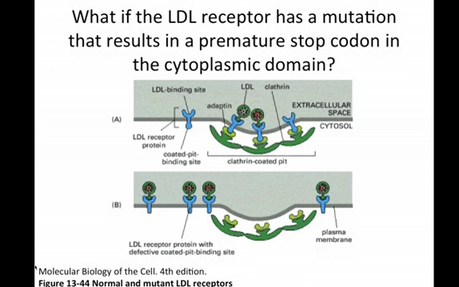So this is just what it looks like close up. You've got your LDL receptor, and the LDL receptor is going to interact with the adaptin and the clathrin, just like what we've learned. So what would happen if the LDL receptor had a mutation that resulted in a premature stop codon in the cytoplasmic domain?